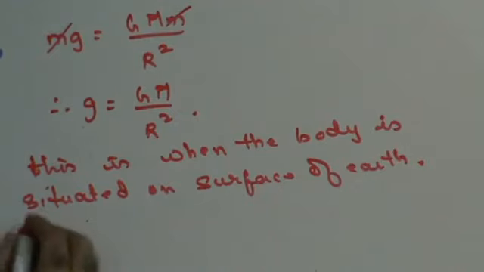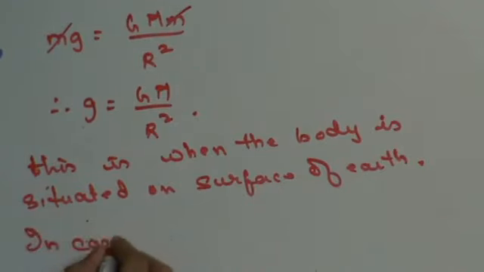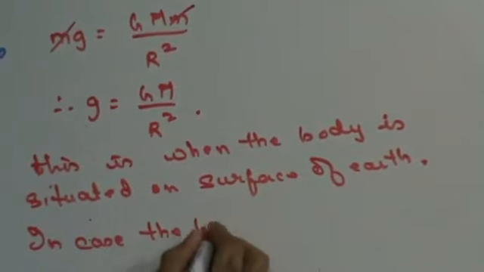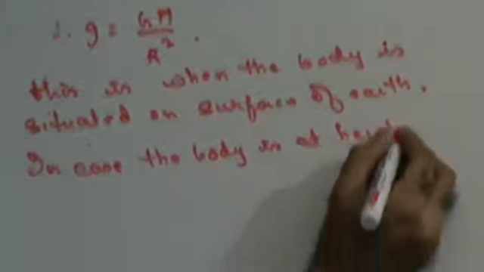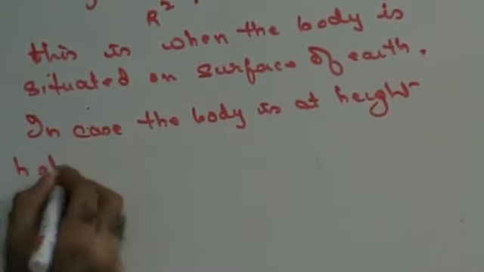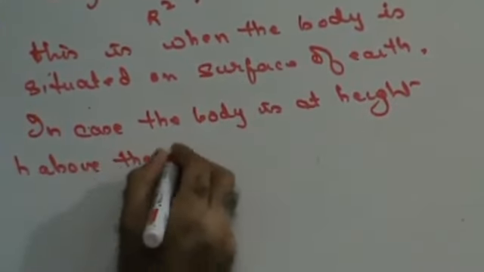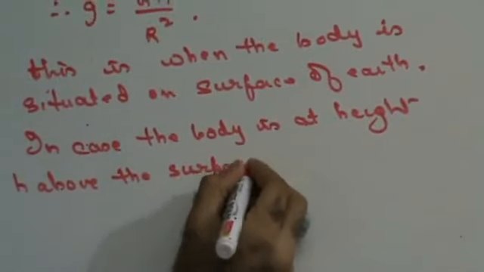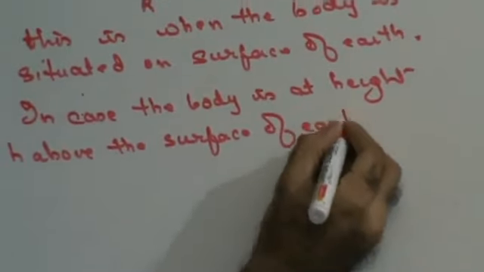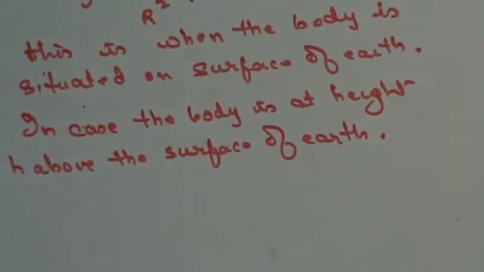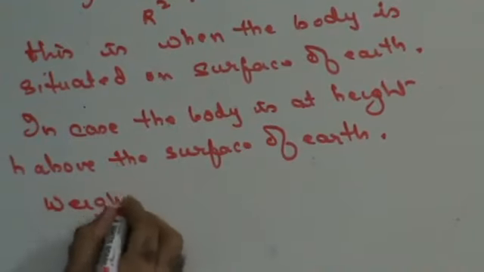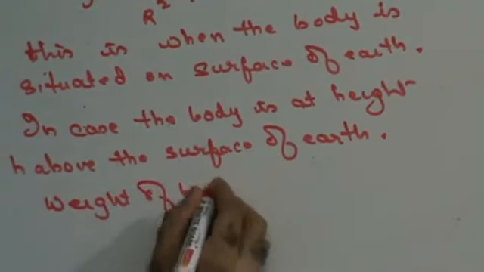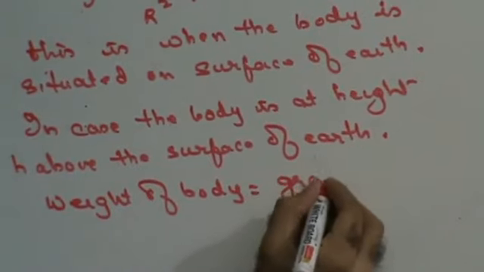Now if the body is not situated on surface of earth, if it is at height h above the surface of the earth, in that case I can say that weight of the body should still be equal to the gravitational force.